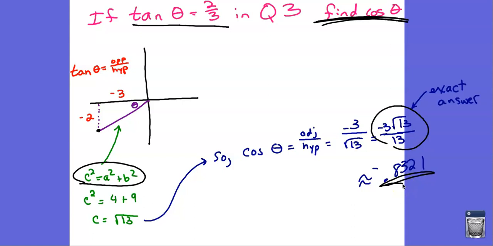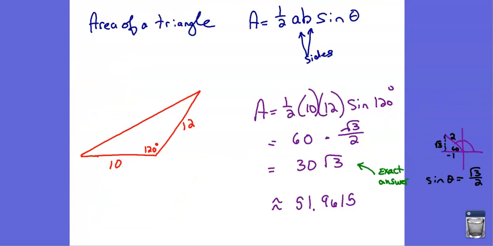And let's look at our last problem. All right, this is the area of a triangle. So the area equals 1/2 AB sine of theta. And a lot of you guys should be used to the area of a triangle without angles.